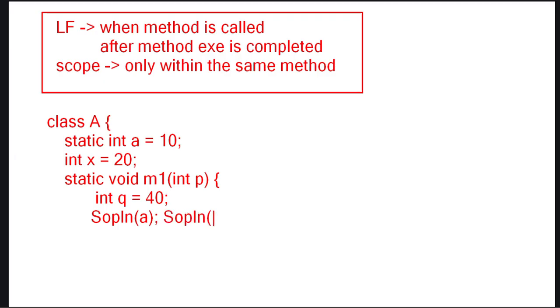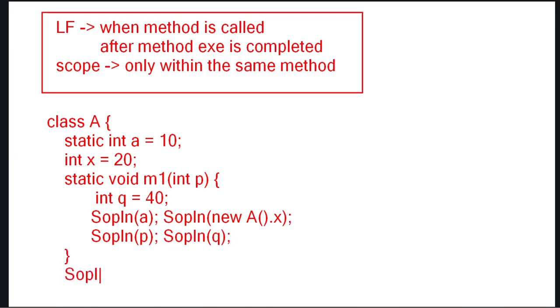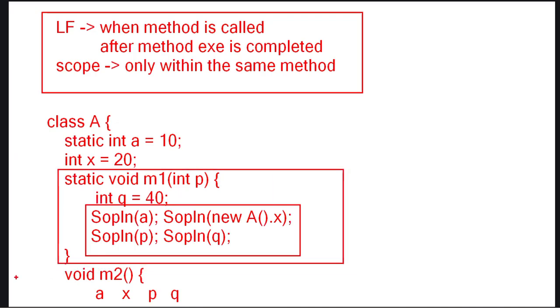I cannot access the x variable directly, so I create a class object and write object.x, and then next I'm accessing the non-static variable. System.out.println of the parameter variable p, System.out.println of q. Okay. Close this method. And then I'm creating another method, void m2. Inside this method, I'm accessing a, x, p, and q. The same four statements I have repeated again inside the m2 method.